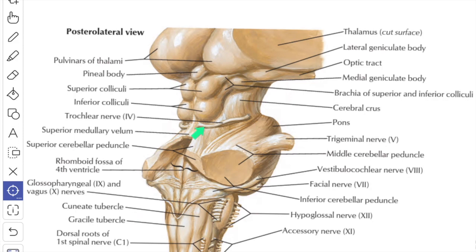The thick ridge of white matter extending from the lateral side of each colliculus constitutes the brachia. So this is the superior brachium and this is the inferior brachium. The superior brachium connects the superior colliculus with the lateral geniculate body and the optic tract, and it is made up of optic fibers. Then the inferior brachium connects the inferior colliculus with the medial geniculate body, and it is made up of auditory fibers.